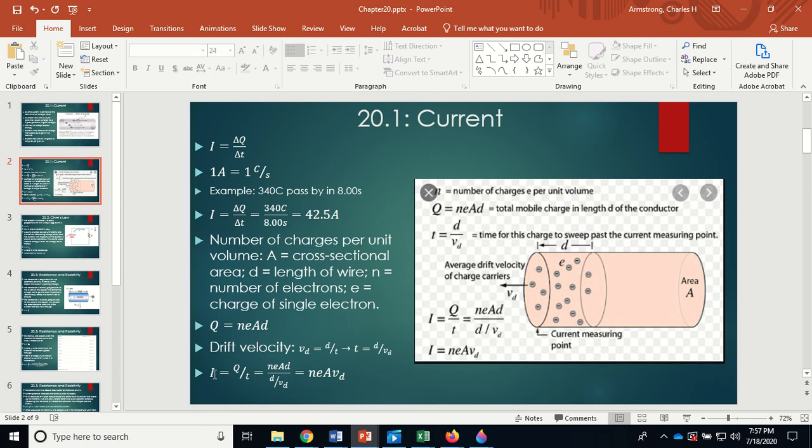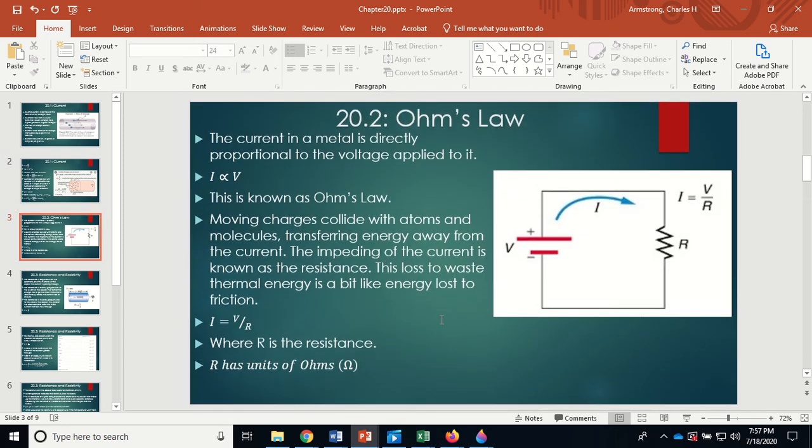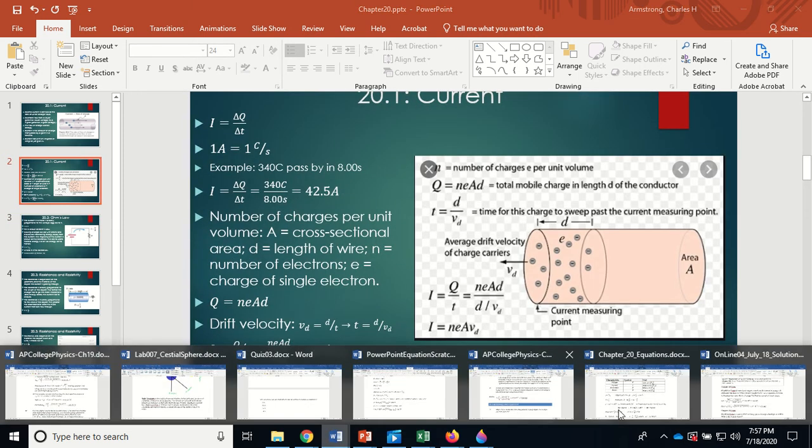So I equals Q over T. I'm dropping the deltas here. Q we figured out was the number of electrons times the charge of an electron times the area times the length of the cylinder we're looking at right here. We're modeling a wire right here. Divided by what T is, D over VD. Well, the D's cancel, VD goes to the top, so I equals NEAVD. So that'd be the current that flows through there. I think we can do a couple of these problems over here.